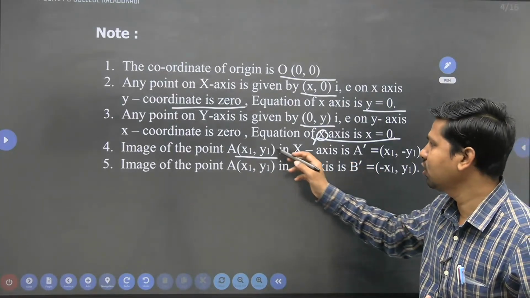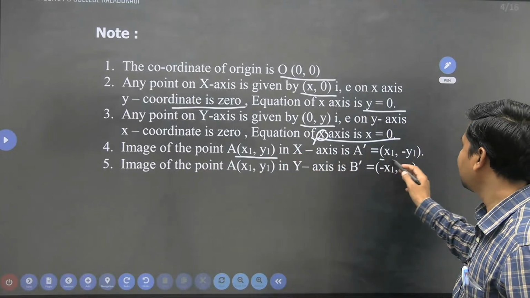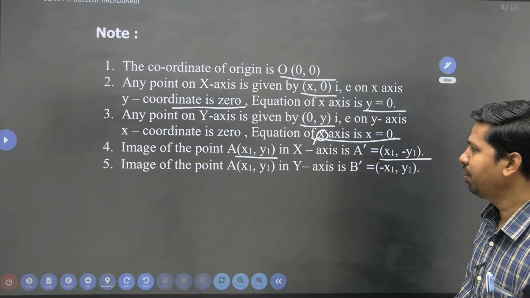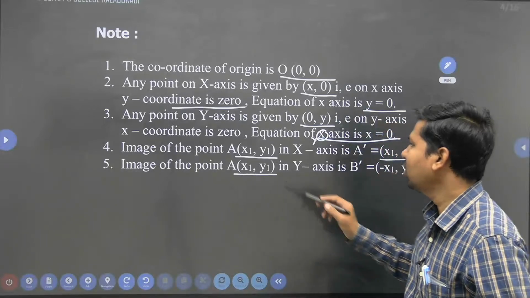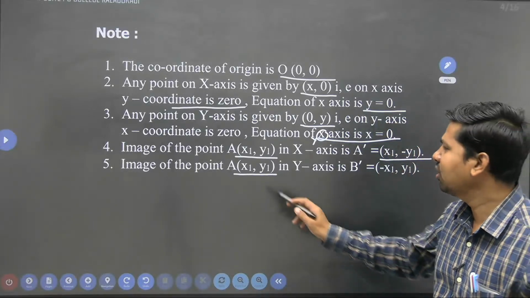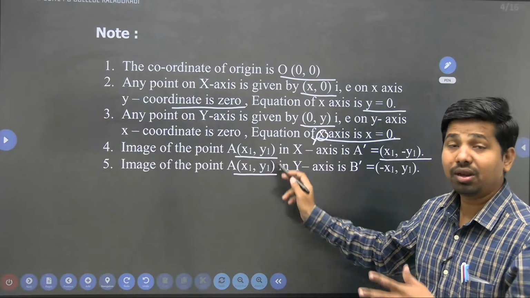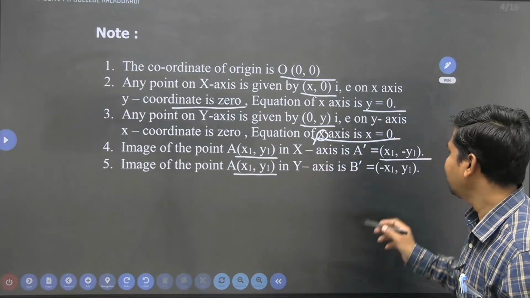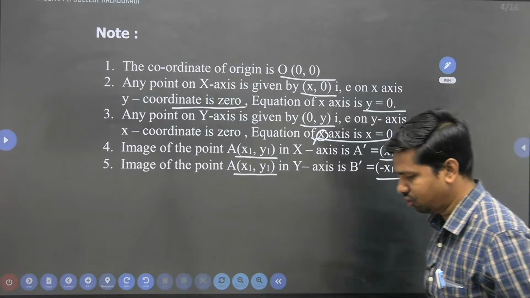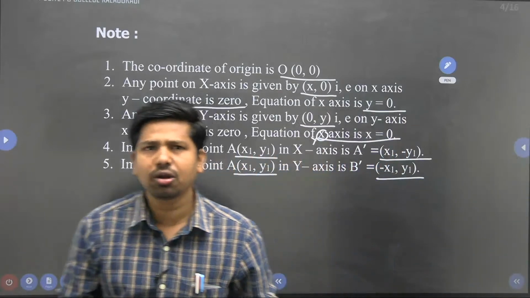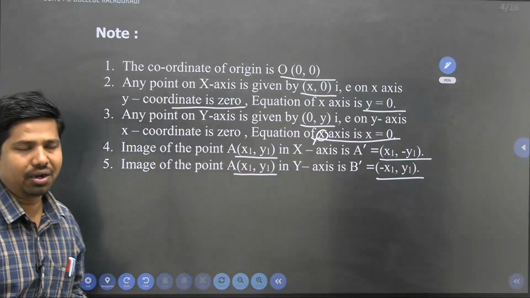In the fourth quadrant, x is positive and y is negative, that is x1 comma minus y1. The image of the point x1 y1 in the y-axis: this point is present in the first quadrant, so its image in the y-axis will be in the second quadrant. In the second quadrant, x is negative and y is positive. So that is a small note related to the introduction part, right?